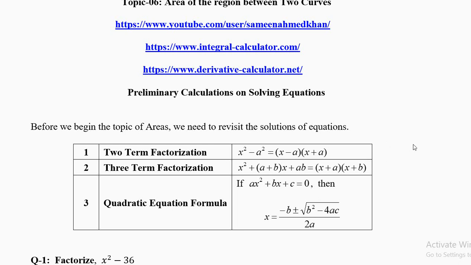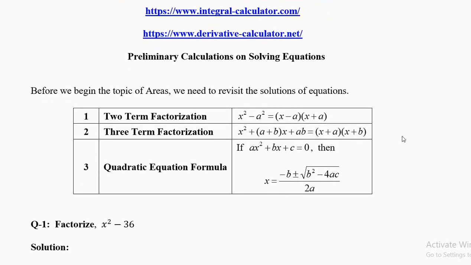And here we shall recall some of the two formulae from factorization. The first is the two-term factorization, x square minus a square equal to x minus a into x plus a. Then there is the three-term factorization, x square plus a plus bx plus ab equal to x plus a into x plus b. You can open the brackets on the right, multiply and verify these two formulae if you do not recall them.